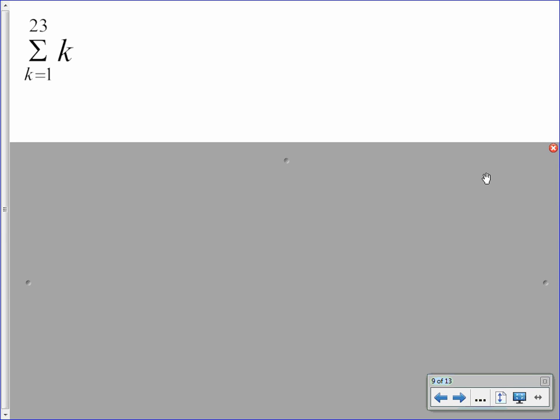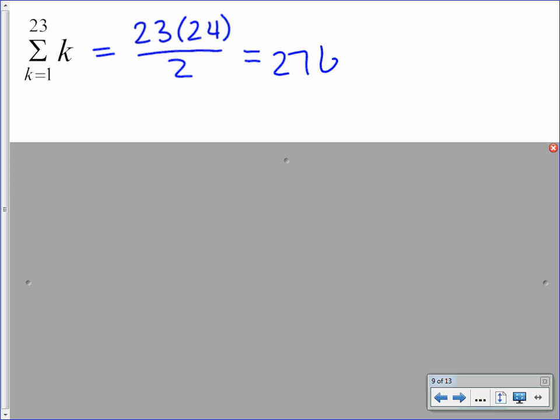Okay, the sum from 1 to 23 of k. 23 times 24 divided by 2. So n times n plus 1 all over 2. So essentially we have 23 times 12. About 180? I don't even know. 276. That sounds better. 276. That was close.